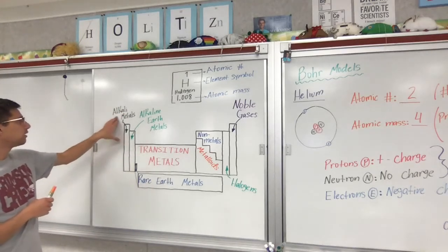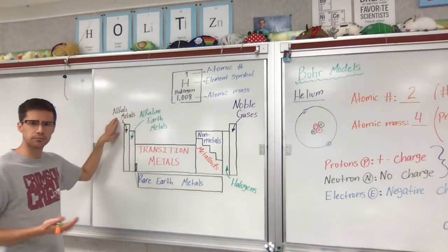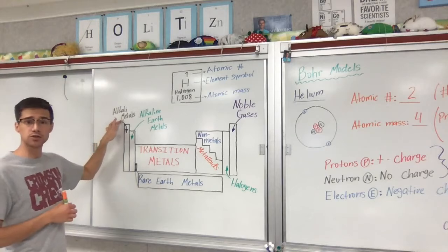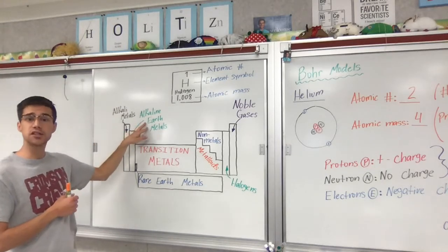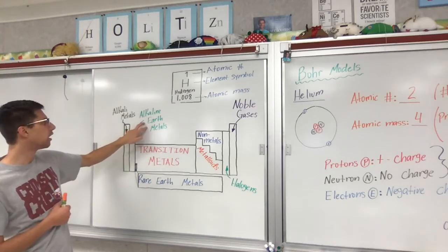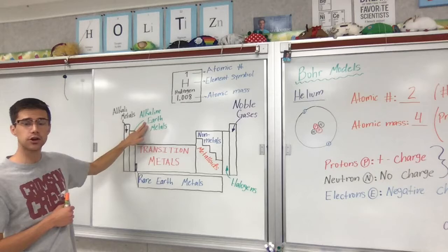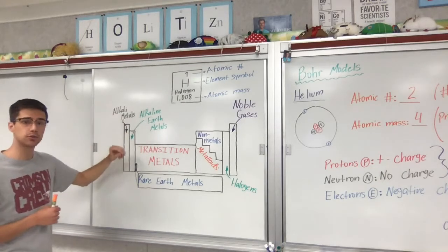So group 1 is referred to as our alkali metals. I don't really need to know what that means, but that's their term. Just know that they're metals, and we'll talk about their characteristics later on this year. Group 2 is very similar in their characteristics, but a little bit different. And again, we'll talk about that later on. These are referred to as our alkaline earth metals. Again, another group of metals, so they have similar characteristics.